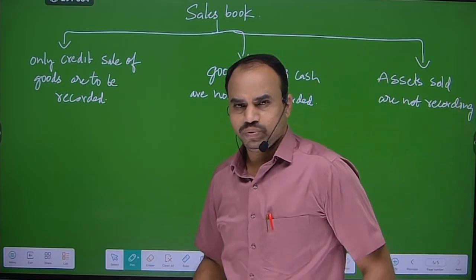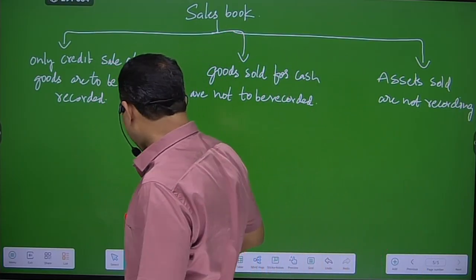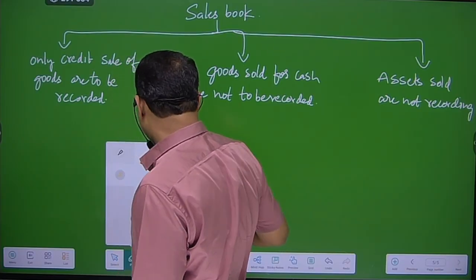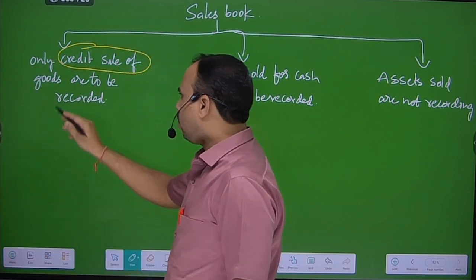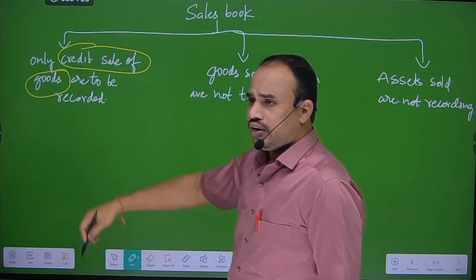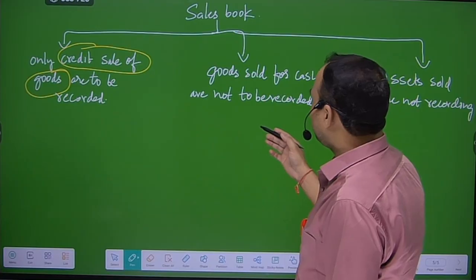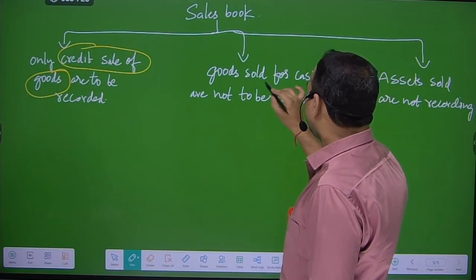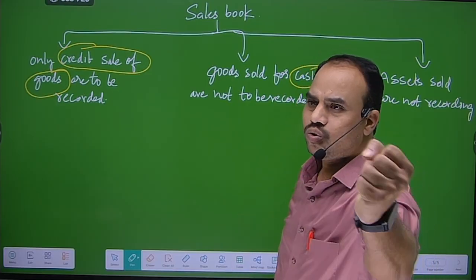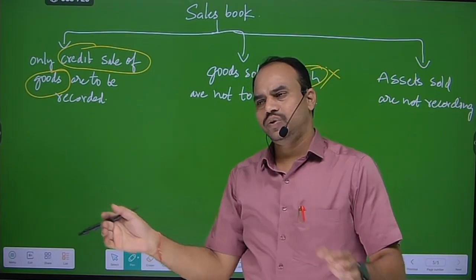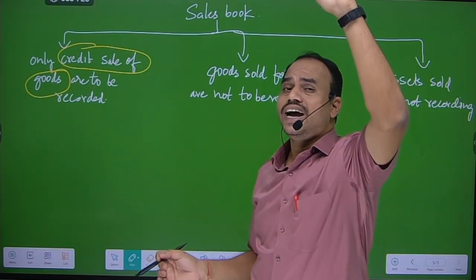In the purchase book we record only credit transactions. In the sales book also we record only credit transactions, credit sale of goods. What do we have to sell? We have to sell goods, and that too on credit. You have to remember that rule. Next, in the sales book, goods sold for cash we will not record. When we sell goods and in return receive cash, we will not record it in the sales book. We will record it in the cash book.